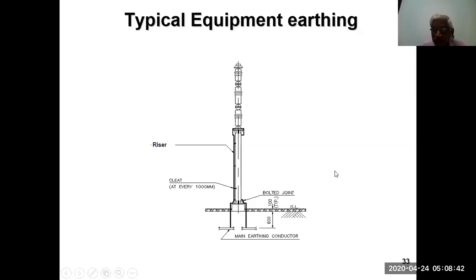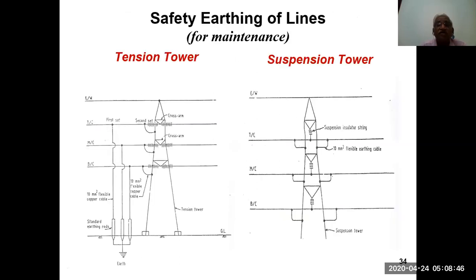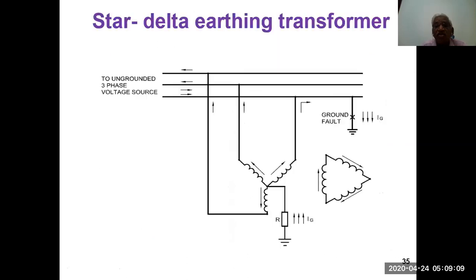Typical equipment earthing: anything like a CT or a PT, the bottom flange has to be earthed directly. And again, a second earthing is given from this body to be earthed also. It is around 600 millimeters below the ground level. Now, safety of earthing: when somebody goes for maintenance of the equipment, the earth connection has to be given. The first set is connected here, the second set is connected here.